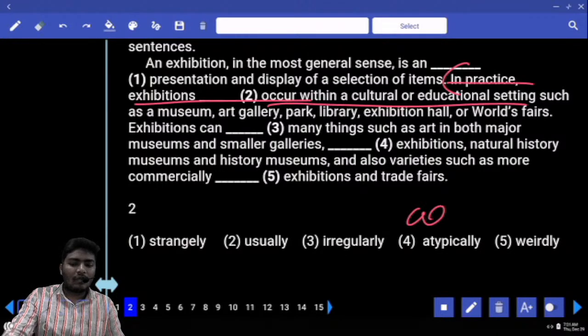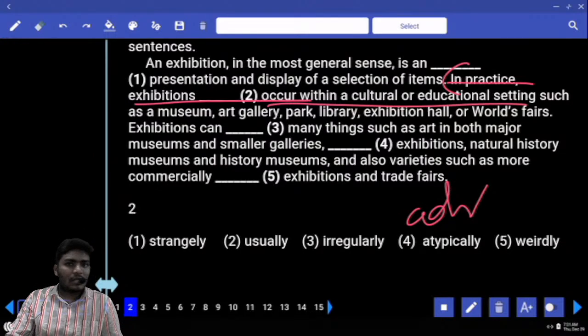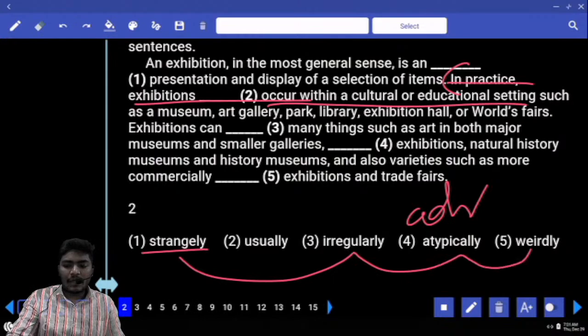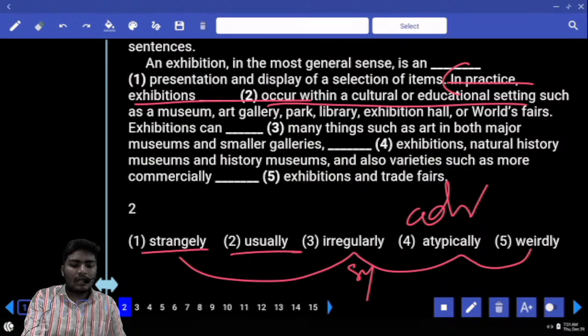As you can see, all of them are adverbs only. You cannot finalize the answer based on any grammar. You have to go with the contextual case. Look at this. Strangely, irregularly, atypically, and weirdly. These 4 are directly synonyms. The odd one out is usually.